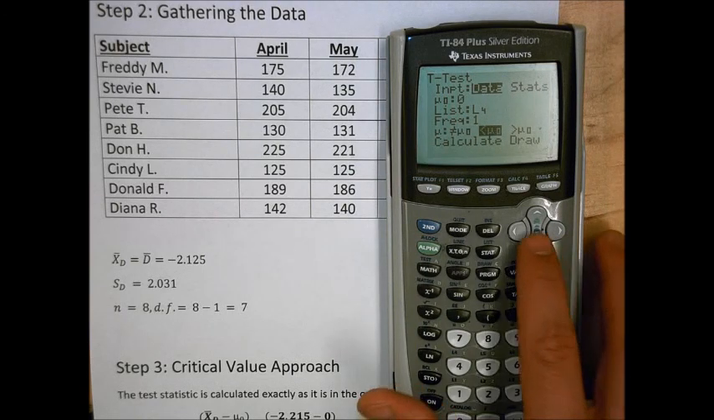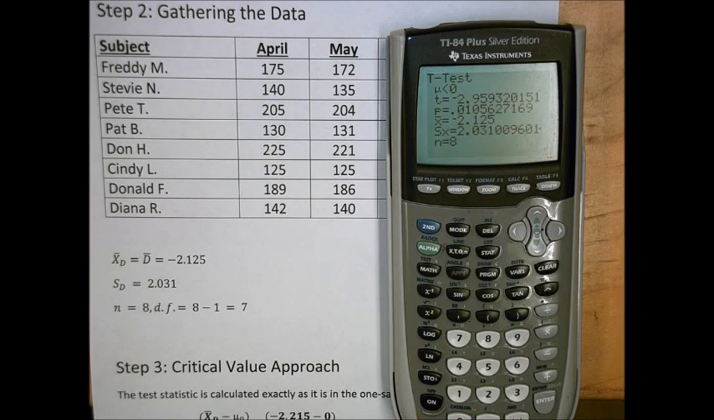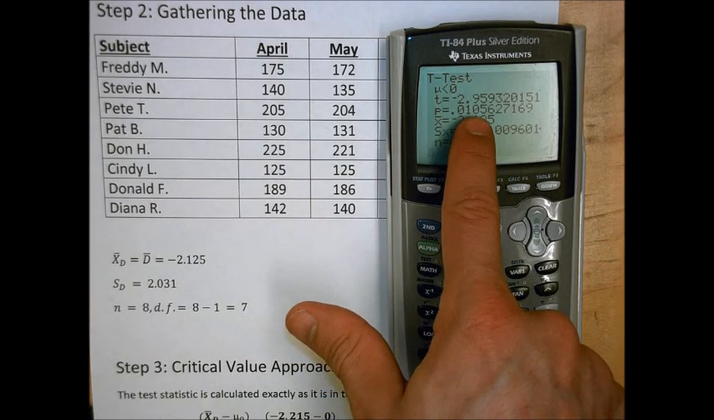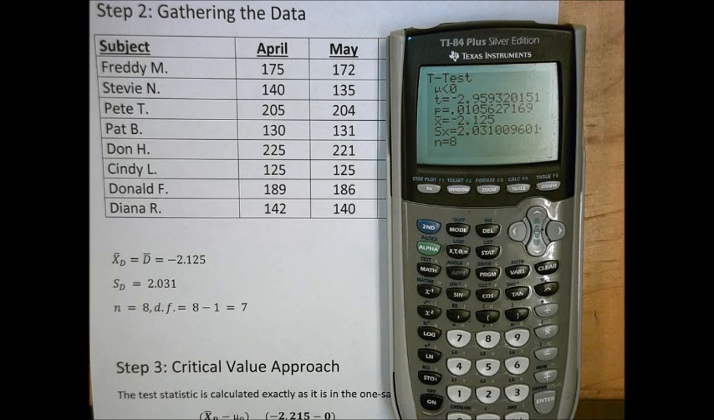Now we calculate. You should recognize that test statistic, negative 2.96. That tells us that we lost weight, and that we lost weight by quite a bit on average. The p-value is 0.011 if you round to the nearest thousandth. A p-value that's less than 5% is grounds for rejecting the null hypothesis, and we come to the same conclusion that we did in the first test.